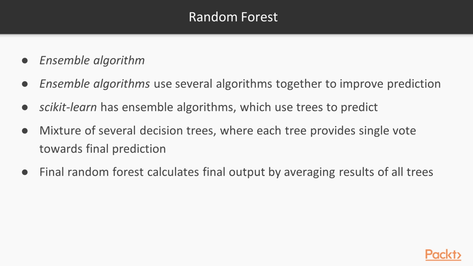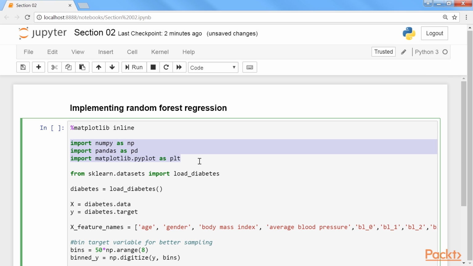A random forest is a mixture of several decision trees, where each tree provides a single vote toward the final prediction. The final random forest calculates a final output by averaging the results of all the trees it is composed of. So let's start with importing libraries.